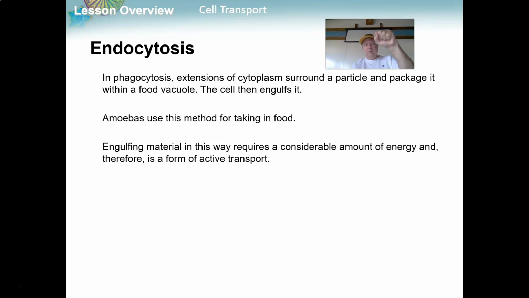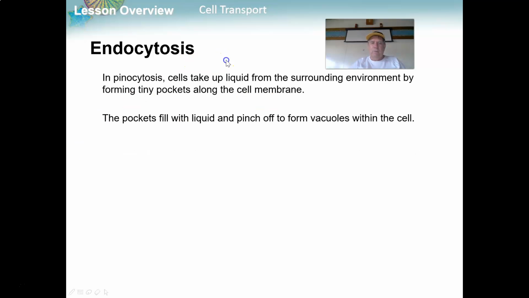So think of this as the particle, and this is the cell, okay? And the cell sees the particle, and it just engulfs it and surrounds it, sort of like Pac-Man, if you've ever seen the Pac-Man game. Okay, that's called phagocytosis. And amoebas use this method for taking food. Engulfing material in this way requires a considerable amount of energy and therefore is a form of active transport.